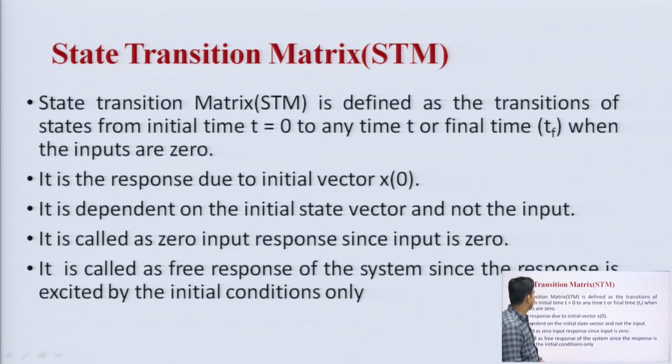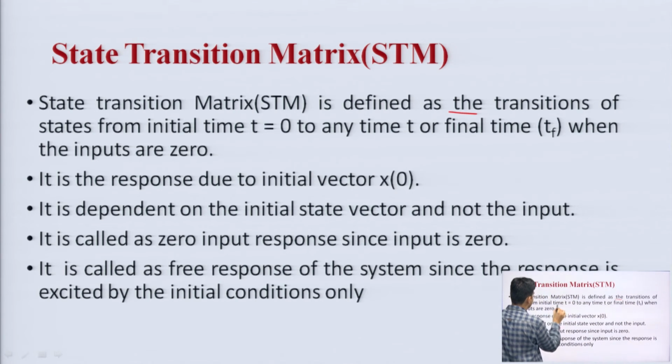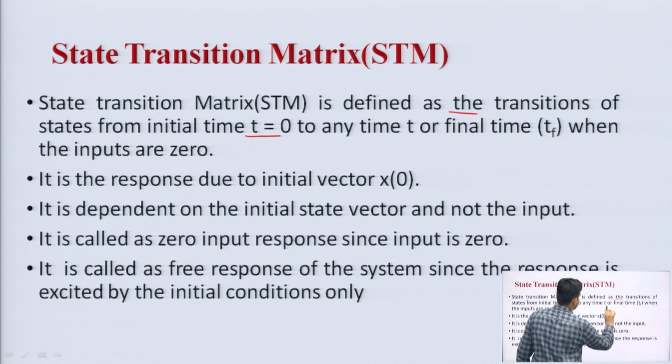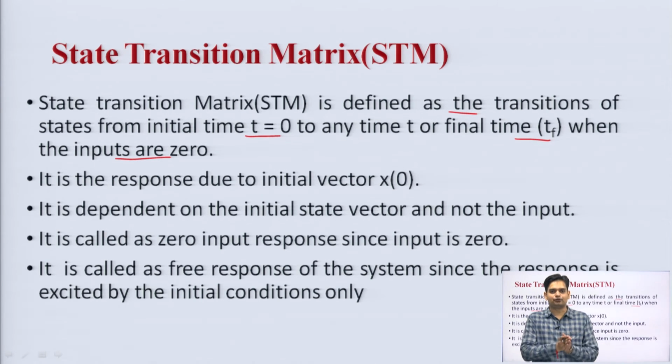This is about the state transition matrix. Now we will see the definition. Here, the STM, state transition matrix, is defined as the transition of a state from initial time t equal to 0 to any time t or final time t_f when the inputs are 0. So, in this case we are assuming our current input is 0, but my state is varying from time t equal to 0 to t equal to t_f.